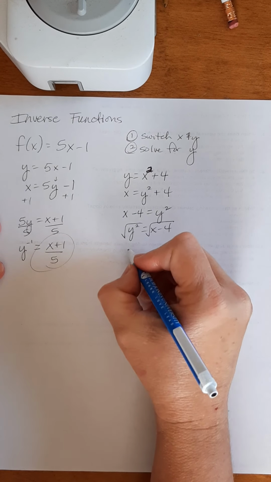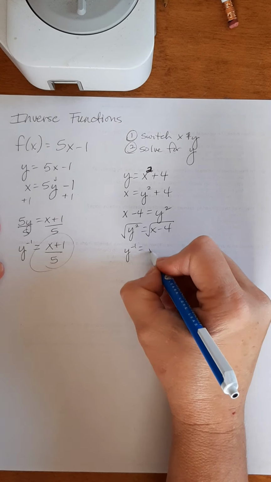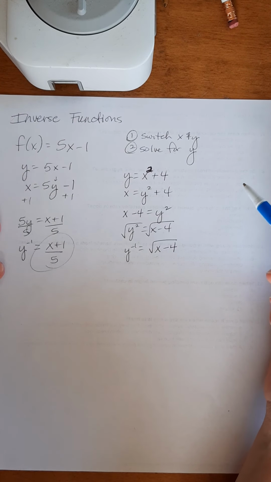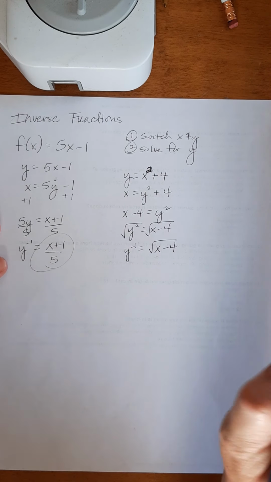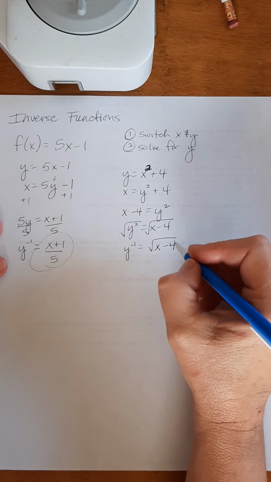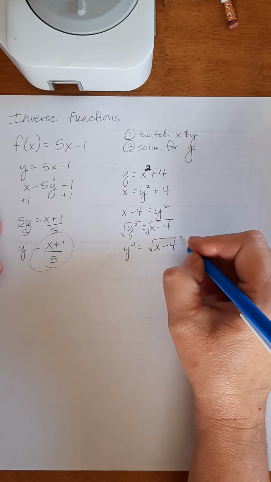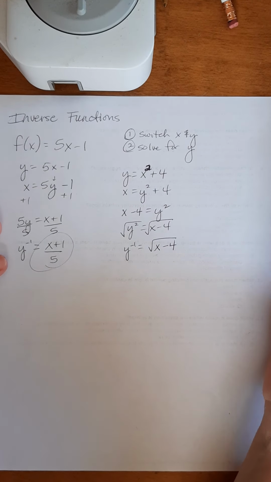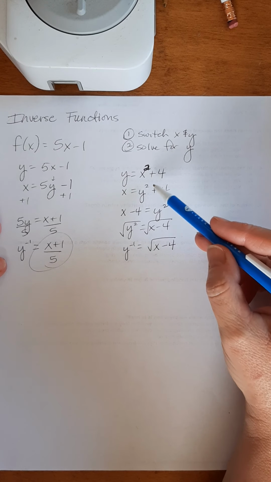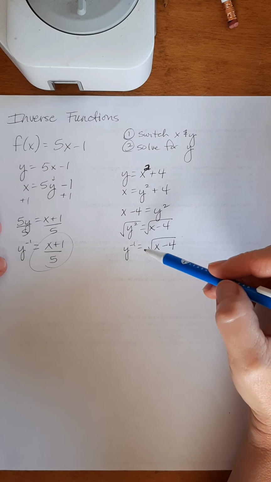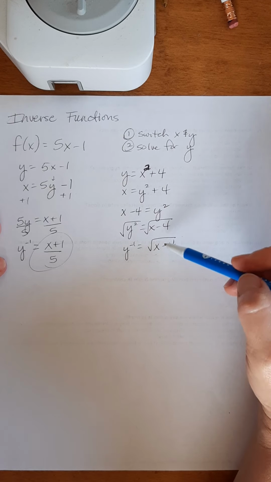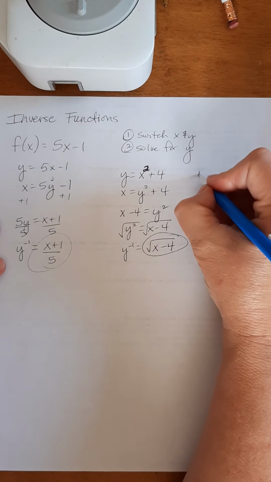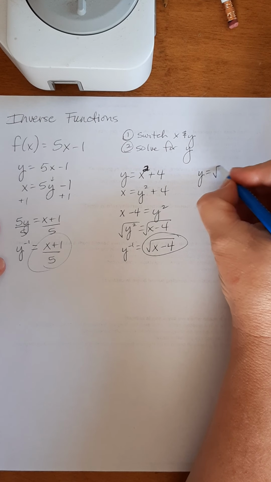Square root it. So the inverse equals square root of x minus 4. Now technically on this one, we're not going to get too technical, but I'm going to come back to this one when we solve by graphing. So just let's keep it at that for now. And let's say one more.